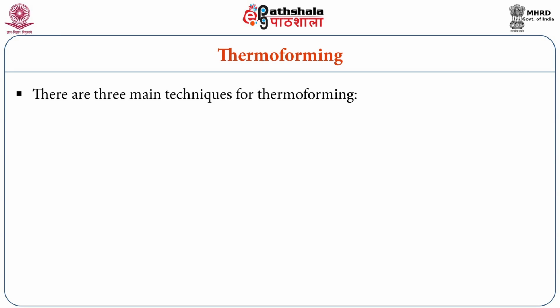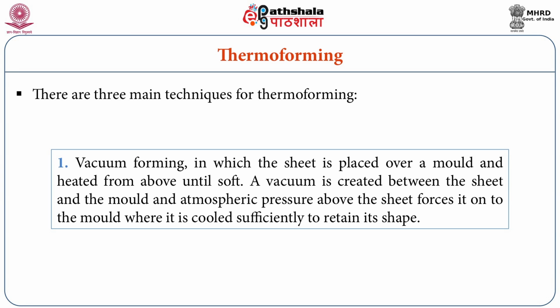There are three main techniques for thermoforming. First is vacuum forming, in which the sheet is placed over a mold and heated from above until soft. A vacuum is created between the sheet and the mold, and atmospheric pressure above the sheet forces it onto the mold where it is cooled sufficiently to retain its shape.